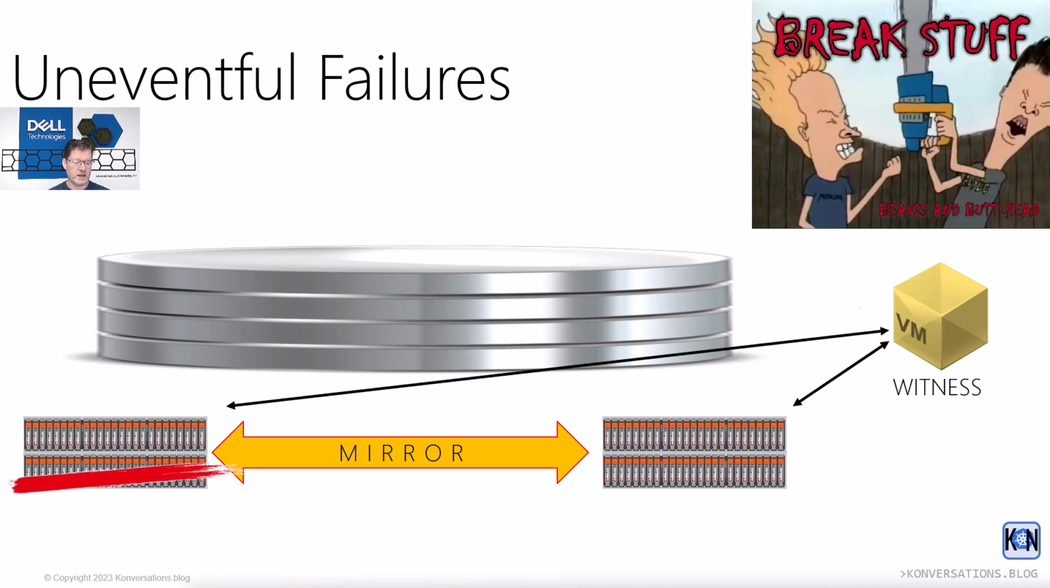The first one is failing a controller. If I fail a controller on any of the data centers, as you can imagine, the other controller will take over and there will be no event. There will be no failover event taking place.